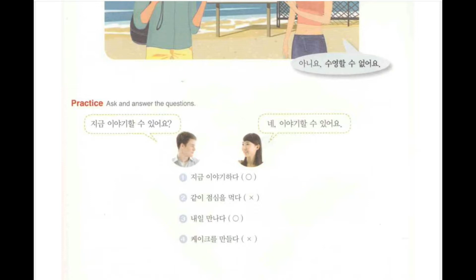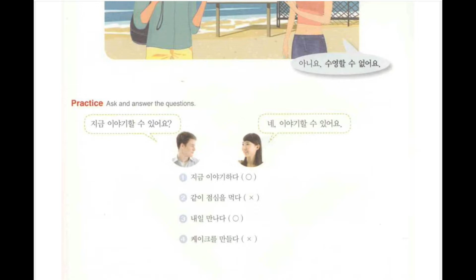자, shall we do number two? 같이 점심을 먹다. What does it mean? To eat lunch together. 자, how would you say, can we eat lunch together? 어떻게 말해요? 같이 점심을 먹을 수 있어요? 자, this time there's an X. She can't. 어떻게 말해요? 아니요. 같이 점심을 먹을 수 없어요. Again, 아니요. 같이 점심을 먹을 수 없어요. Done.